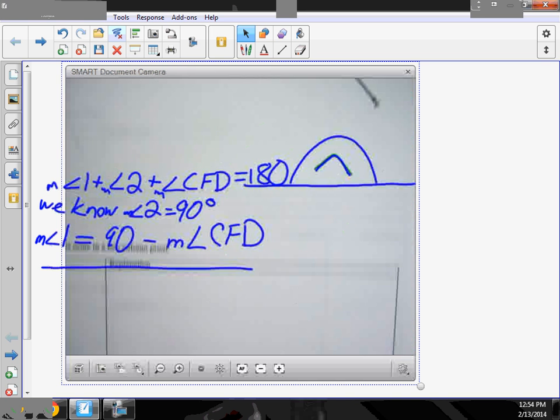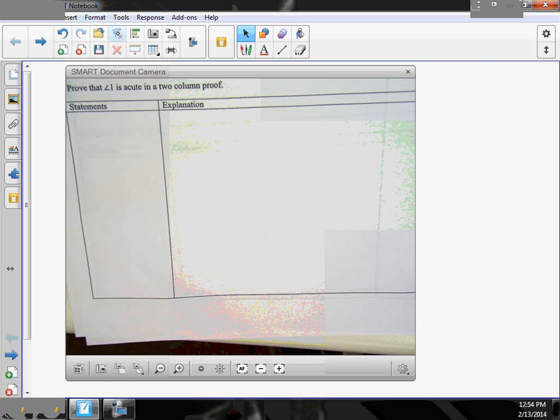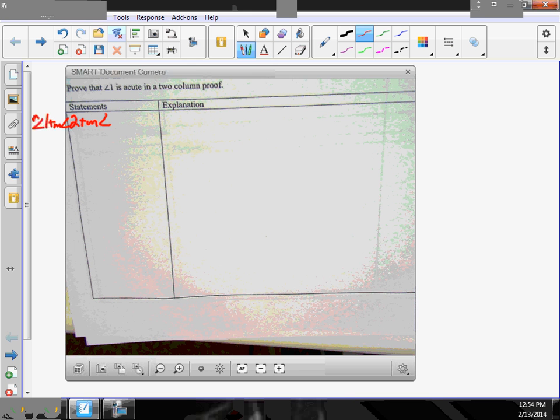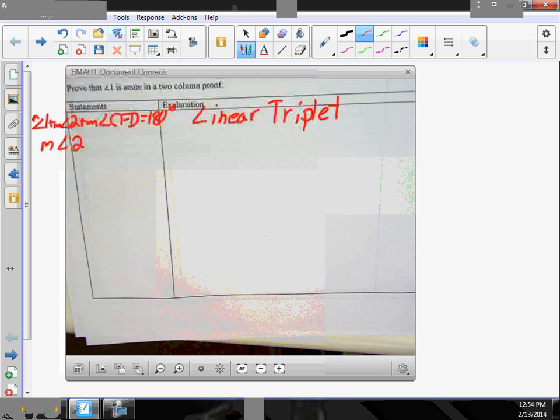Yeah, so for 2-column, we're going to say angle 1, measure of angle 1 plus the measure of angle 2 plus the measure of angle CFD equal 180. And I would call them a linear triplet. Or you can say they're supplementary because they all lie on the same line, however you want to say it. Yep, linear triplet. And the measure of angle 2 equals 90 degrees. How do we know that? That's a given.